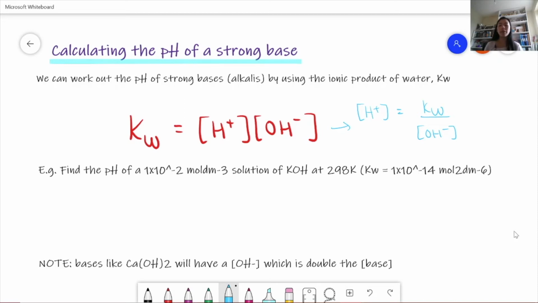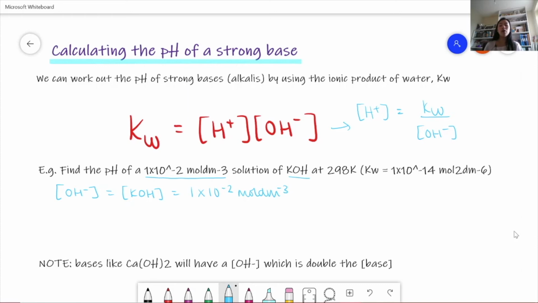So for this example, find the pH of a 1 times 10 to the power of minus 2 moles per decimeter cubed solution of potassium hydroxide at 298 K. And the Kw is given to us for this temperature as 1 times 10 to the minus 14. What we do first is see that we've got 1 times 10 to the minus 2 moles per decimeter cubed of this potassium hydroxide. So we know that the concentration of OH- ions is equal to this concentration of potassium hydroxide, so it's equal to 1 times 10 to the minus 2 moles per decimeter cubed.